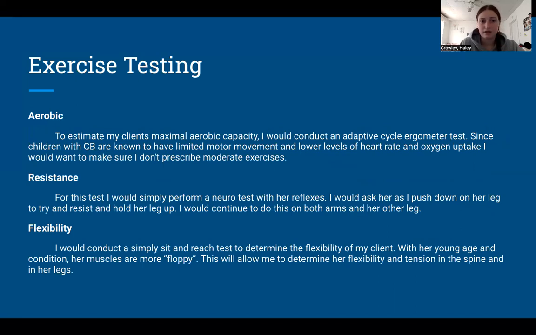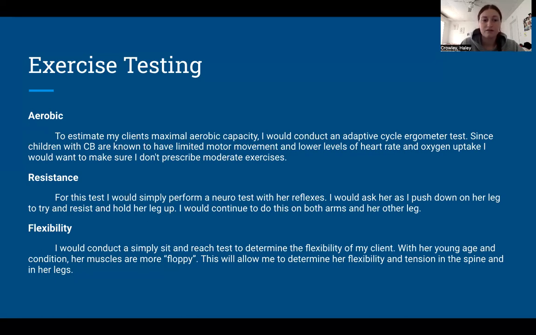Some exercise testing I would recommend in aerobic is to estimate my client's maximal aerobic capacity. I would conduct an adaptive cycle ergometer test. Since children with CP are known to have limited motor movement and lower levels of heart rate and oxygen uptake, I would want to make sure I don't prescribe moderate exercises.